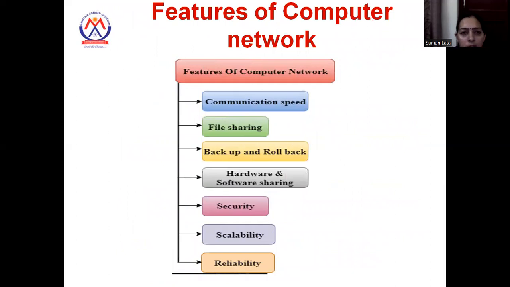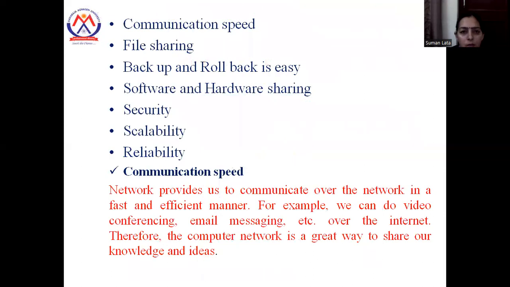Next, we are going to discuss the features of computer network. Features of computer network, as shown in the figure: communication speed, file sharing, backup and rollback, hardware and software sharing, security, scalability, reliability. So these are the features of computer network. Communication speed, file sharing, backup and rollback is easy, software and hardware sharing, security, scalability, reliability.